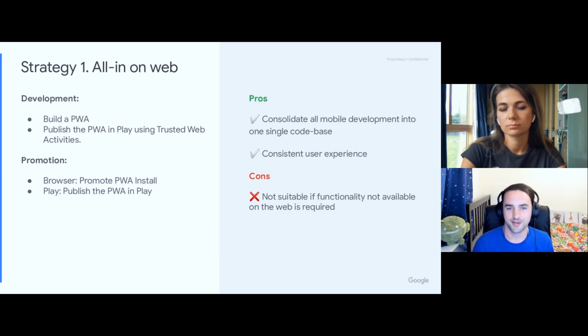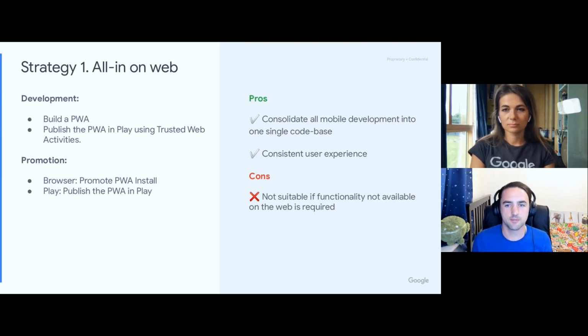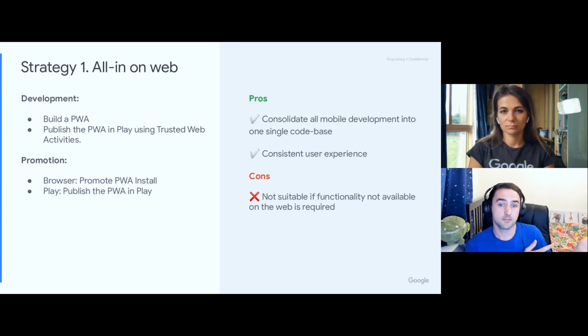So into the strategies. The first one is go all in on web and rely solely on a PWA to deliver a great experience to all users cost effectively. With one code base and design, your resources can be focused on building new features and experiences rather than maintaining separate platforms. For this strategy, you develop a great PWA, publish it in Play. For promotion from the browser, promote the PWA install, and in Play, users can discover and install your app there.